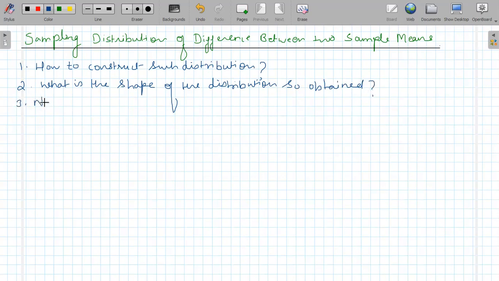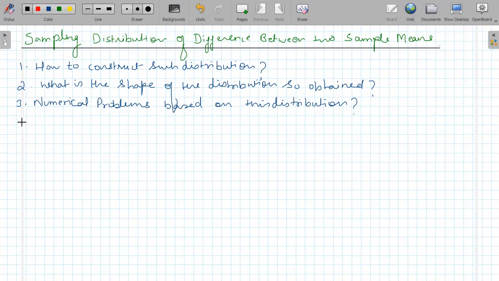Third is numerical problems based on this distribution. Okay. तो सबसे पहले हम देखेंगे how to construct such distribution.